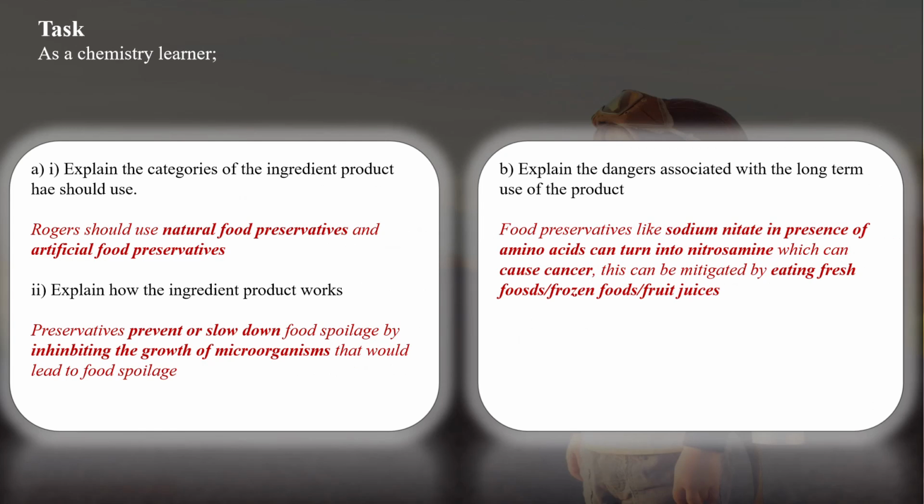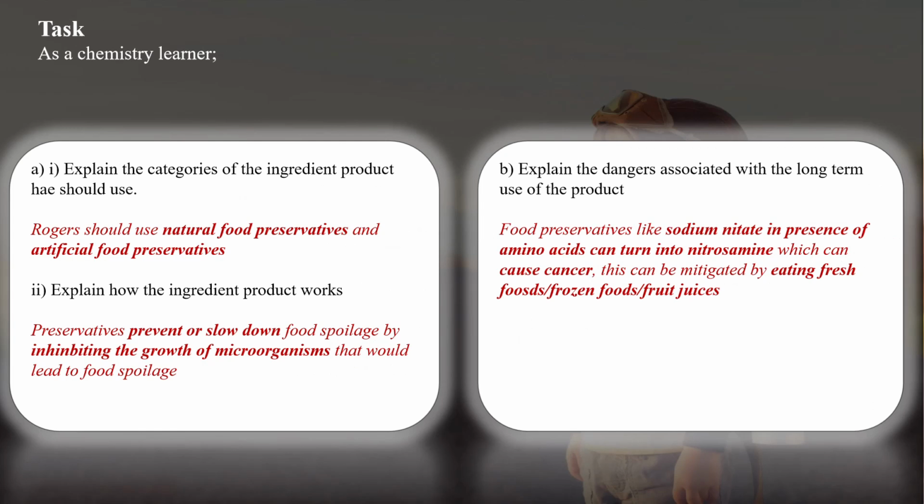Now, how do they work? Food preservatives generally prevent or slow down food spoilage. How do they do that? By inhibiting the growth of microorganisms that lead to food spoilage. So we have brought out how the food preservatives work.